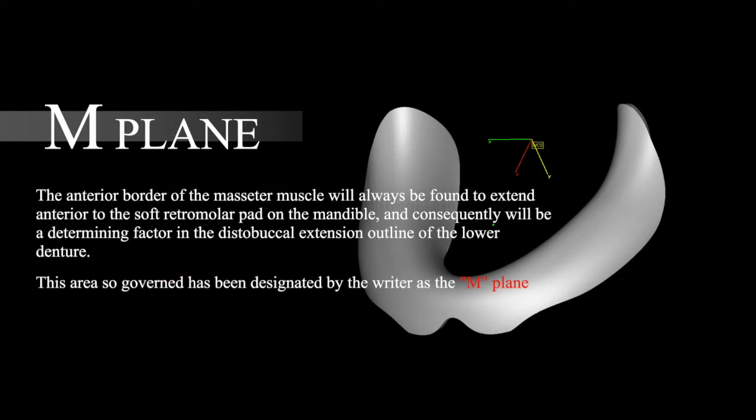The next one is the M-plane. The anterior border of the masseter muscle will always be found to extend anterior to the soft retromolar pad on the mandible, and consequently will be the determining factor in the distal buccal extension outline of the lower denture. This red circle is the pear-shaped pad, and this is the shape called the M-plane.